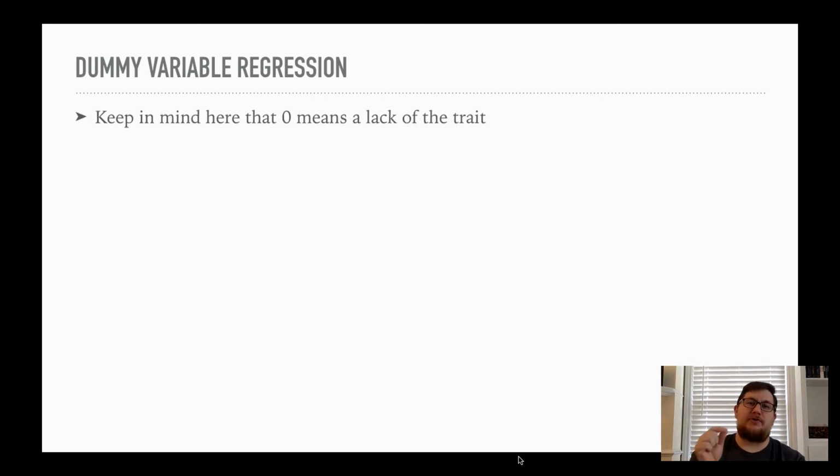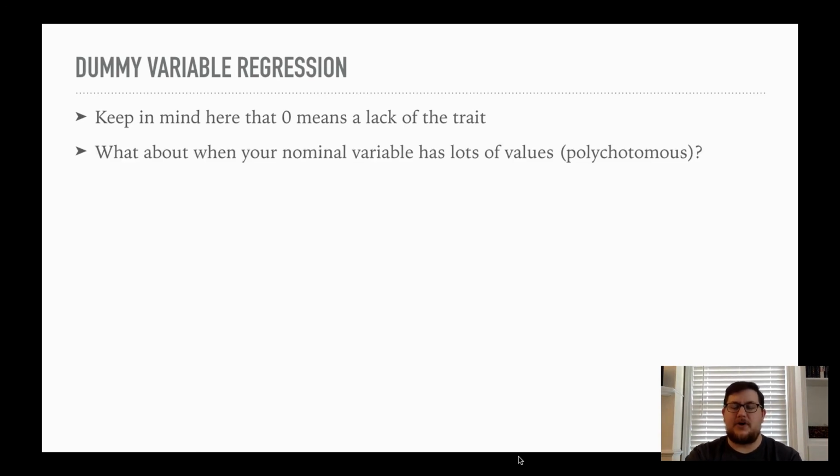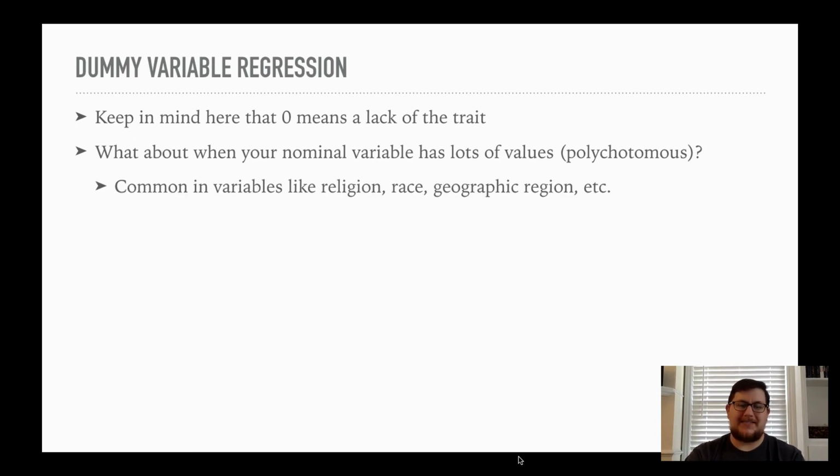Now, keep in mind here that 0 means a lack of the trait, as it does in all dummy variables. But what about when your nominal variable has lots of values? It's not a dummy variable. It's polychotomous. Examples of this would be things like religion, right? You could have Christian, Buddhist, Jewish, Muslim, atheist, agnostic, so on and so forth. You could also have race, right? Black, white, Asian, Hispanic, etc. You could also have geographic region, north, south, east, west, etc. All right? These are very common variables in social sciences.